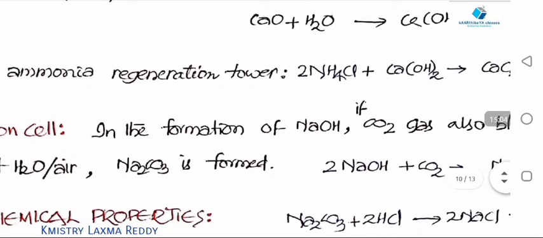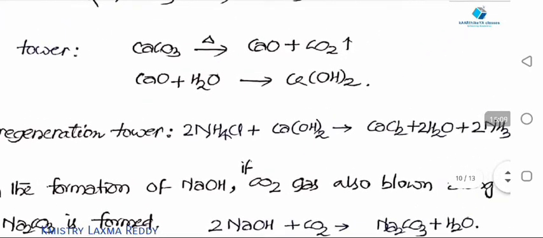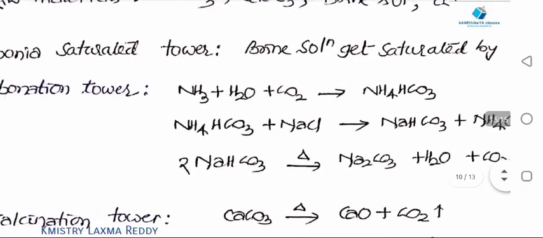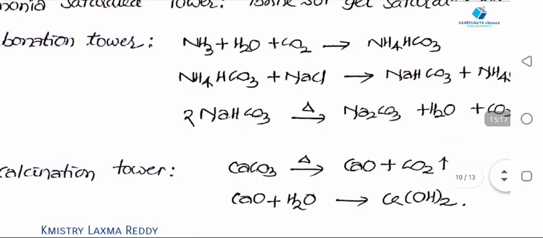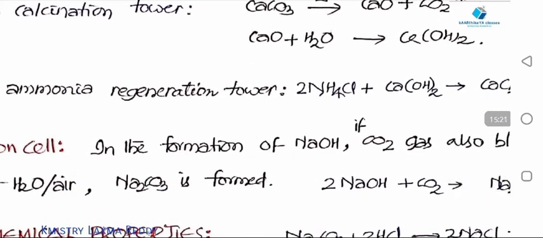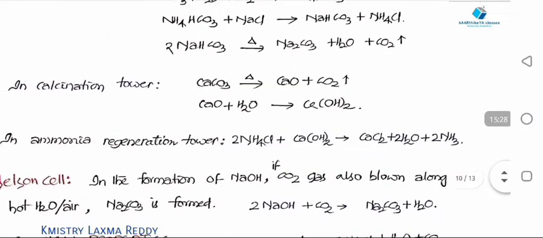In the ammonia regeneration tower, this calcium hydroxide is used because whatever ammonium chloride is formed reacts with calcium hydroxide to form ammonia gas. This ammonia is useful in our first step. Okay, ammonia reacts with water and carbon dioxide. For that purpose, you can use this. That means the carbon dioxide and the ammonia are going to be reused in this method. This is one important technique.